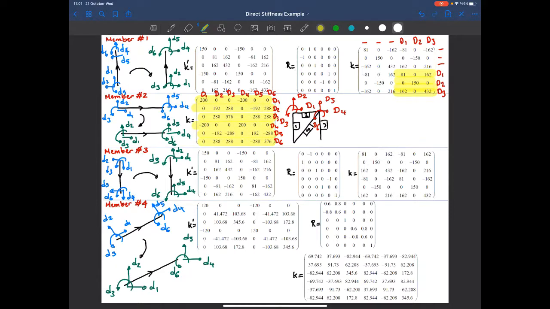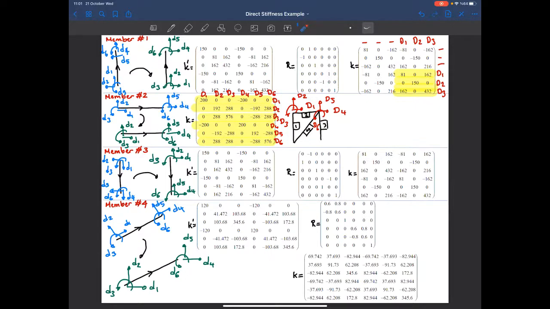And again, we can ask the same question. Let's say that I want to give a unit displacement in D2 direction. How much resistance will I get from the second member? It is 192. Okay, so this will be fully assembled in, or put in the structural stiffness matrix.